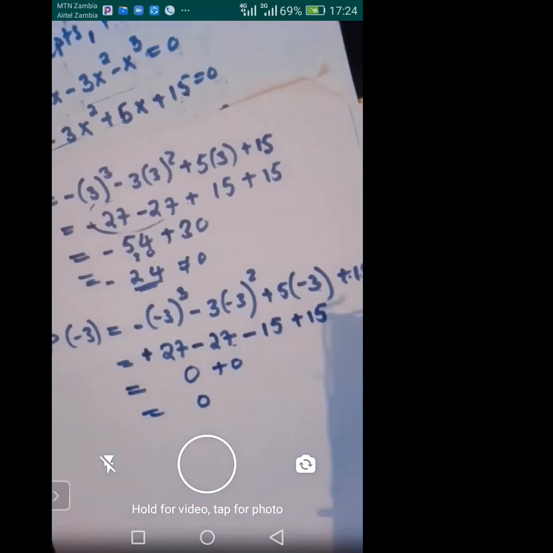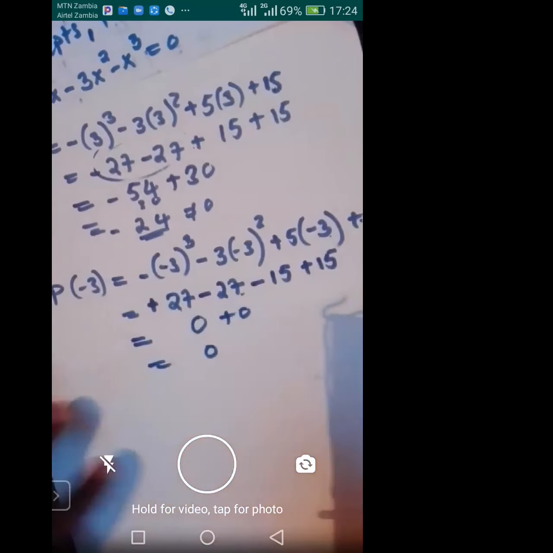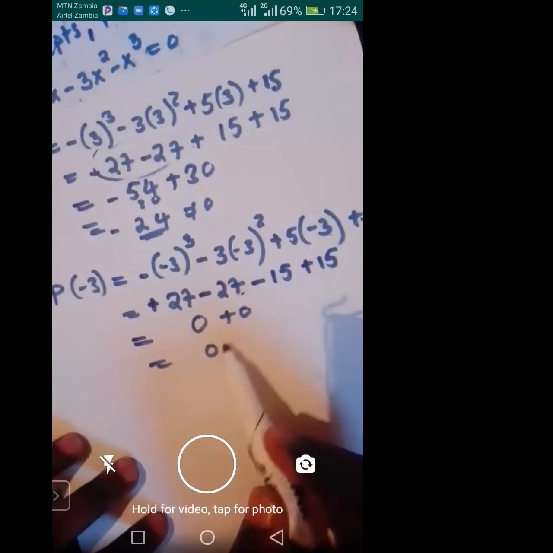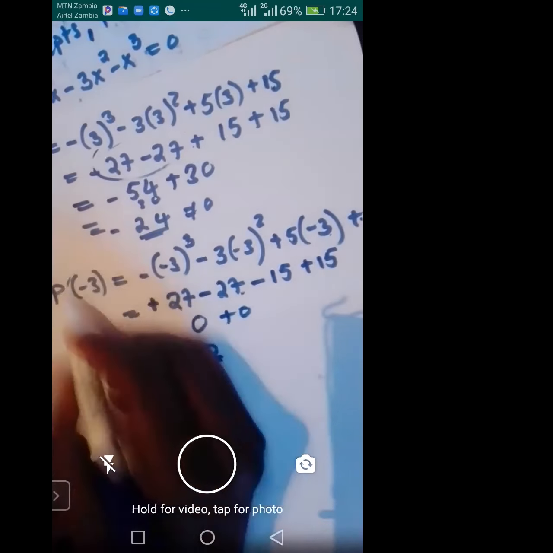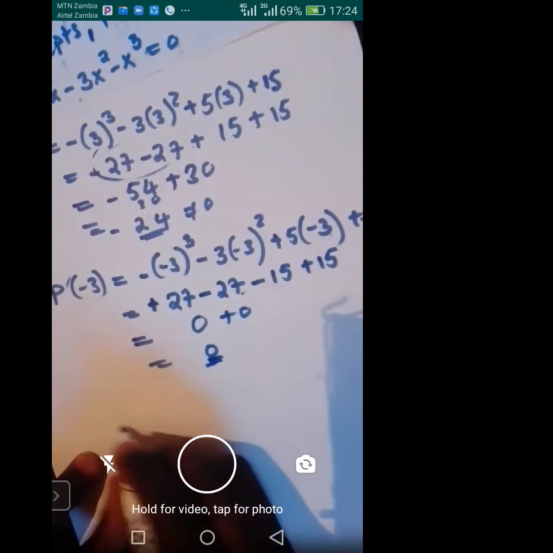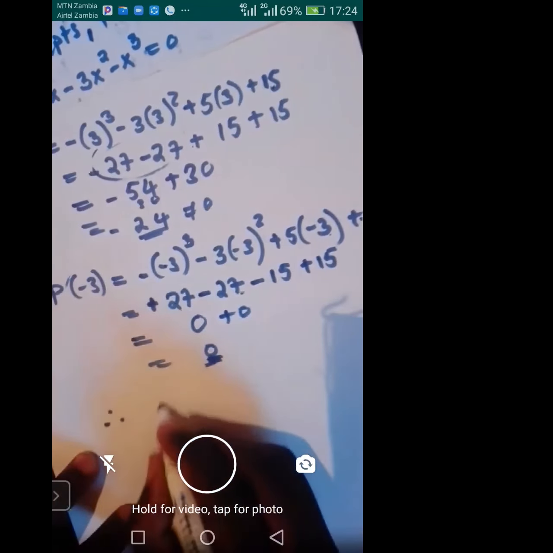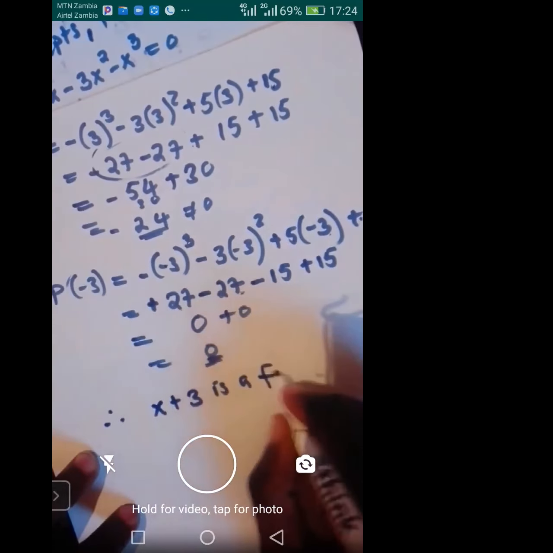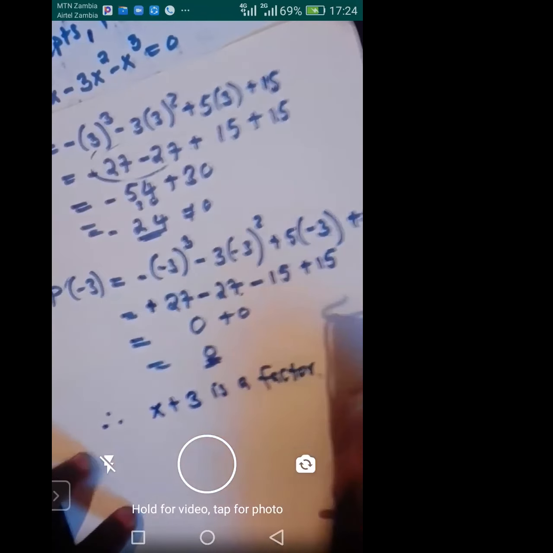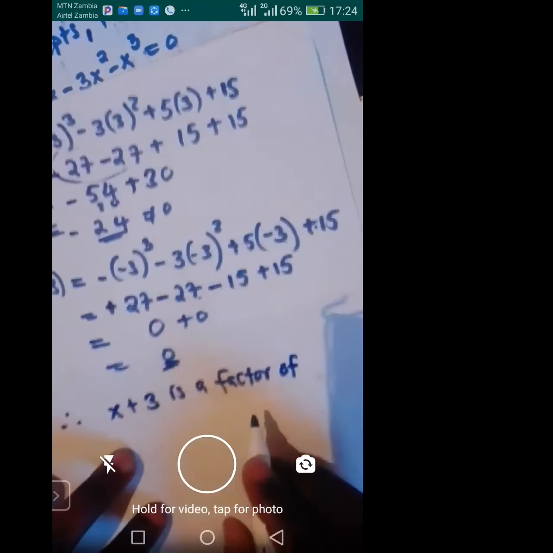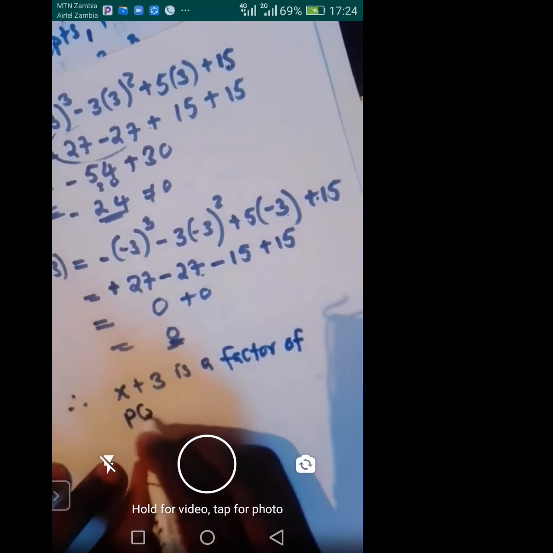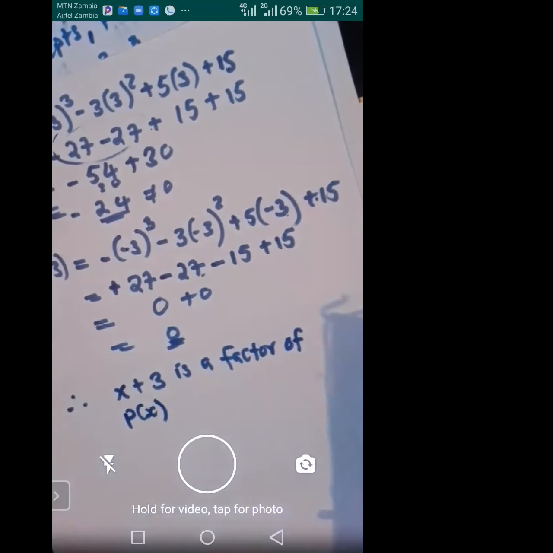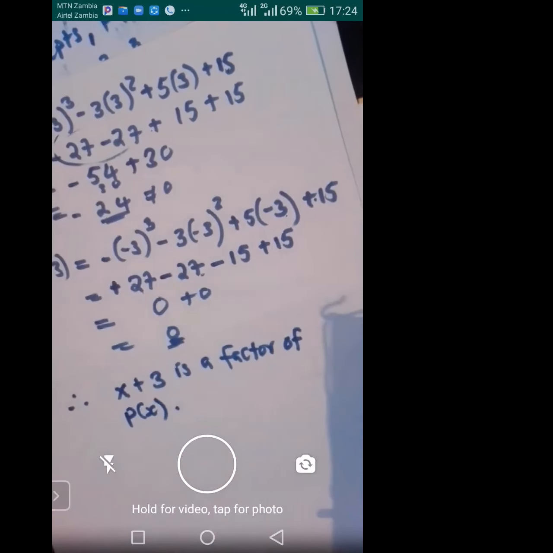Therefore, since P of -3 gives us a 0, then we are going to have that x plus 3 is a factor of P of x. Question? Any question?